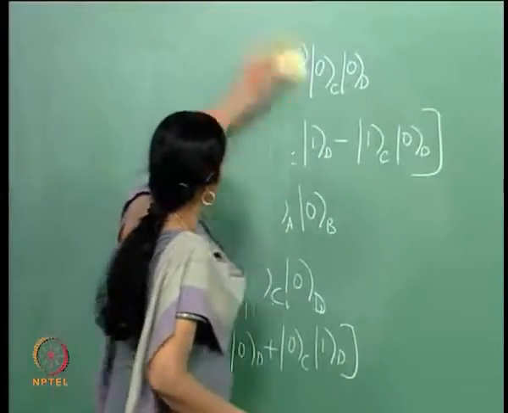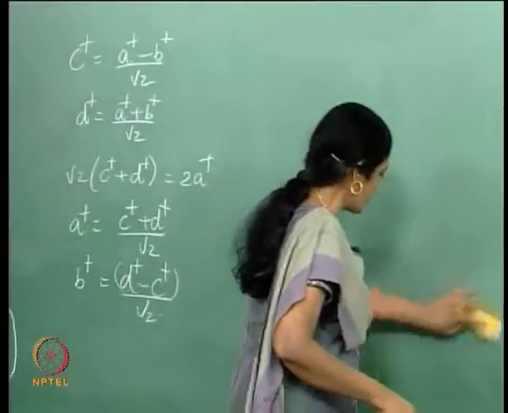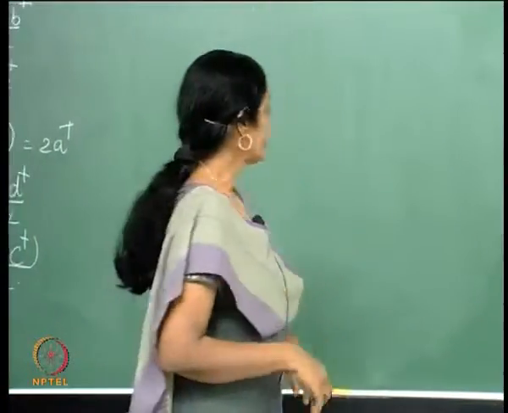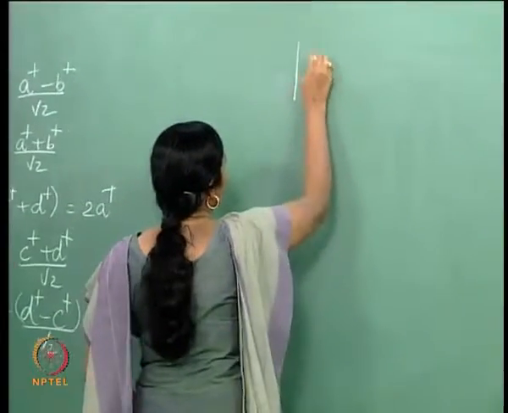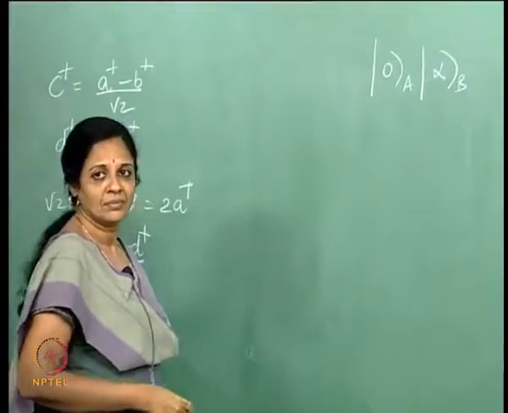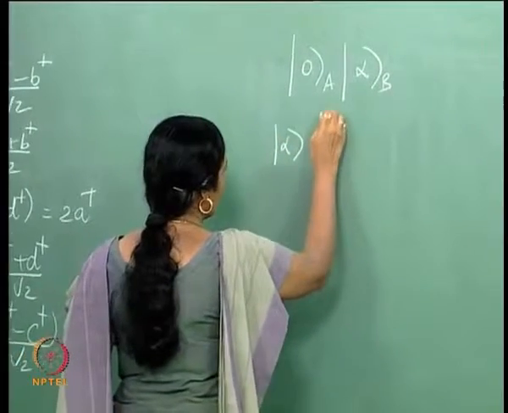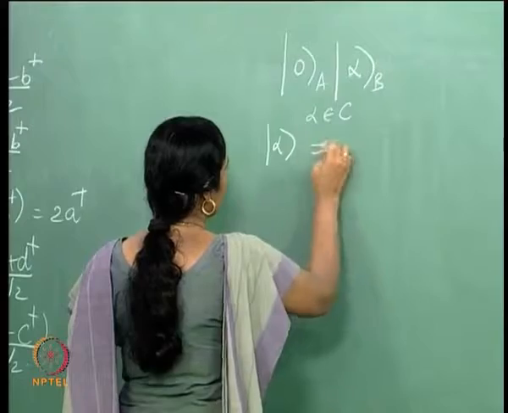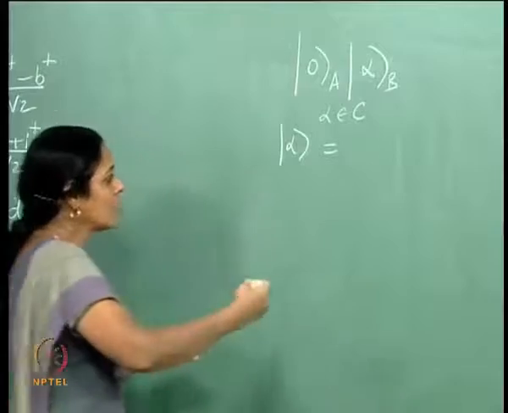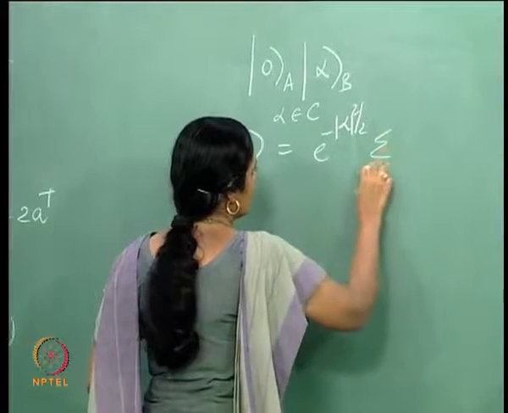Now, let us consider another situation where I send a coherent state through one of the ports and the vacuum in the other. So, my input state is |0⟩_A |α⟩_B. Just by way of recapitulation, α is any complex number. In the Fock state representation, that means in terms of the photon number states, this is written as follows.